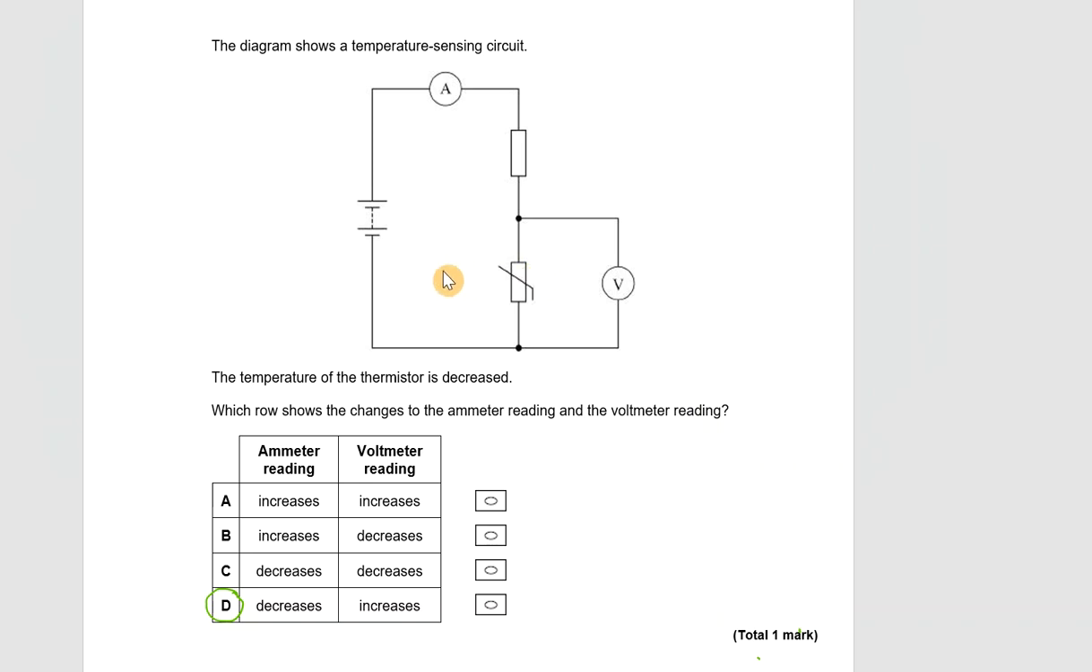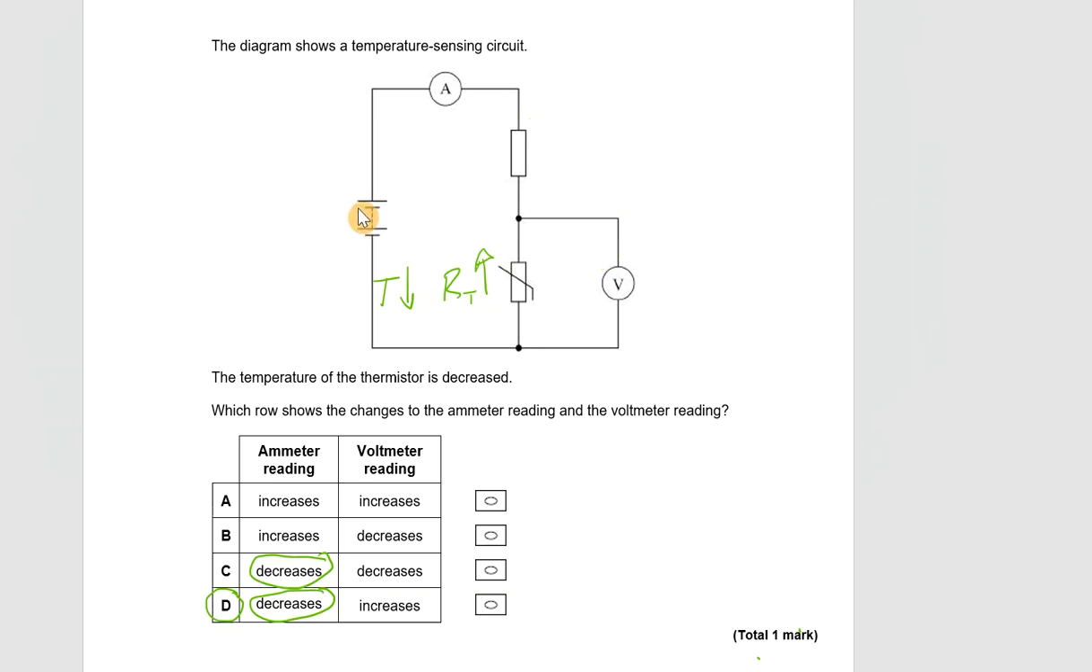Well, we've got a thermistor here, and the first thing we need to note is that when the temperature of the thermistor decreases, the resistance of the thermistor will increase. Well, if the resistance increases, that's going to reduce the current through the whole circuit. So it's going to be one of these two options.